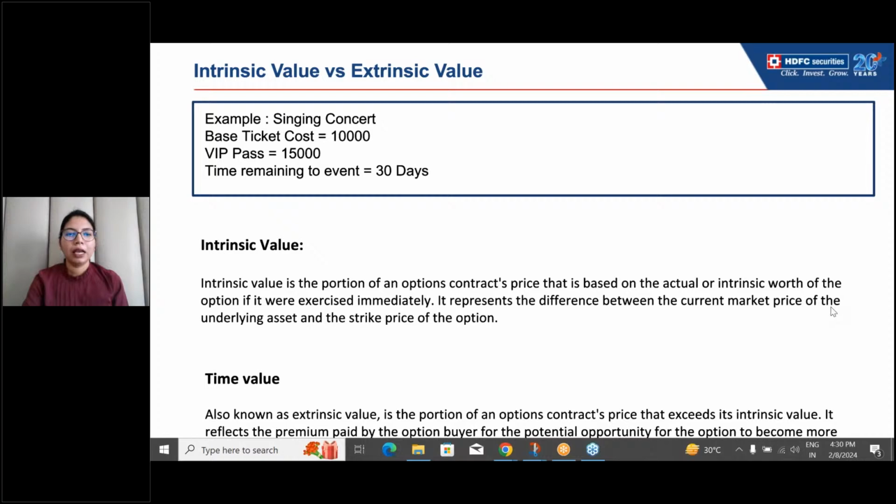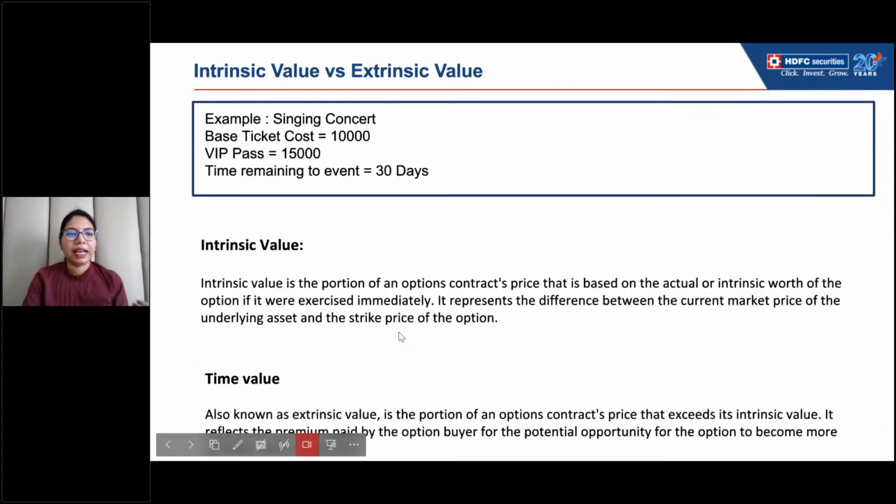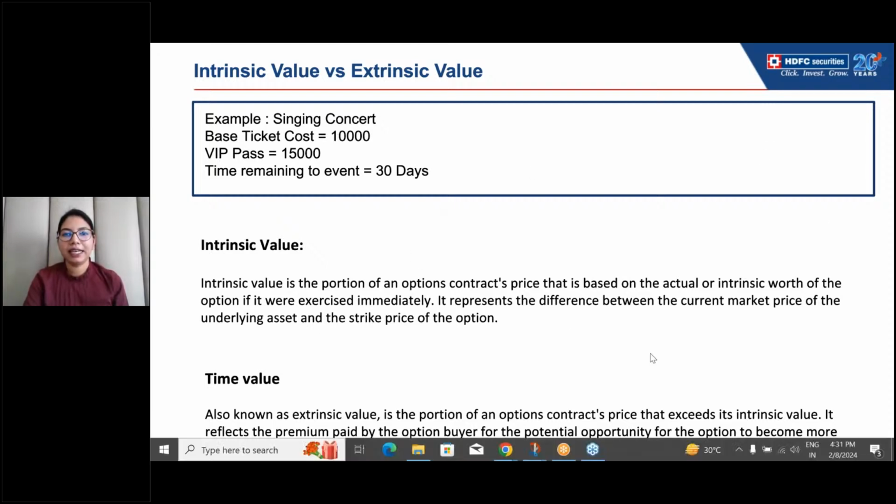One second. So what is time value? Time value is also known as extrinsic value, is the portion of an options contract price that exceeds its intrinsic value. So टाइम वैल्यू आपको कैसे पता चलेगा? आपके जो बेस वैल्यू है, बेस वर्थ है, उसके ऊपर जो भी वैल्यू है वो आपका टाइम वैल्यू है. सो फॉर एग्जाम्पल आपका बेस वैल्यू यहाँ पे 10,000 था और उसके ऊपर आप 5,000 पे कर रहे हो आपकी एडिशनल सर्विसेज के लिए. सो दैट इज योर टाइम वैल्यू इन दिस.